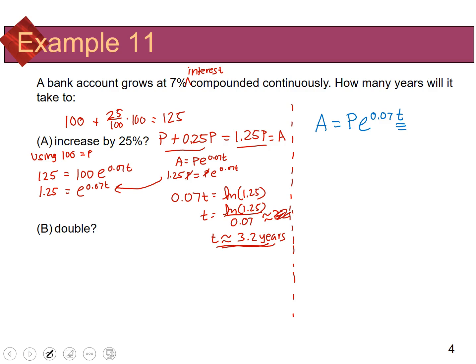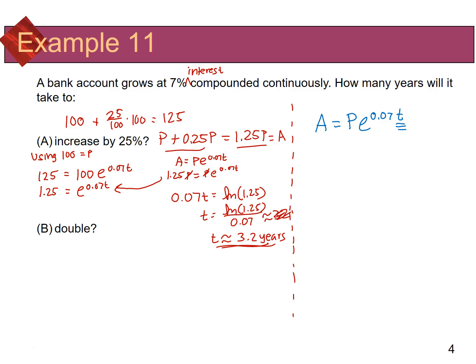And it doesn't matter what the original amount is. It would take me the same amount of time to go from $100 to $125 as it would for me to go from 100 million to 125 million. Same amount of time. Or to go from $1 to $1.25. Same amount of time. Because it's based off percentages.